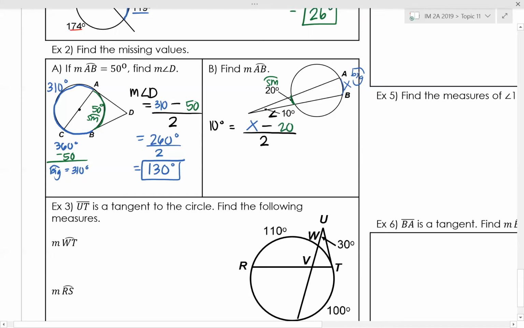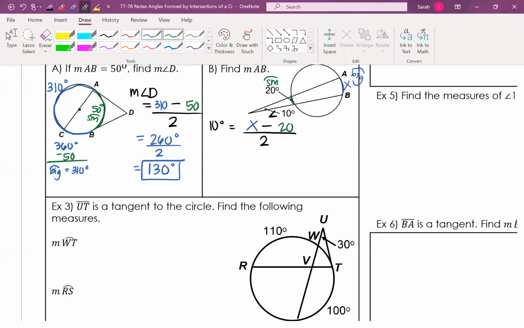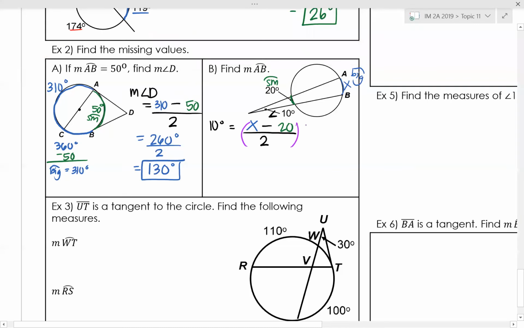This ends up very similar to the problems that we did when the arc was unknown, in the sense that our first step is going to be to multiply by 2 no matter what here. So I need to multiply both sides by 2 to get rid of the fraction. That gives me that 20 is equal to X minus 20. If I add 20 to both sides, that tells us that X is 40. And so that is the measure of arc AB. So the measure of arc AB is 40 degrees.